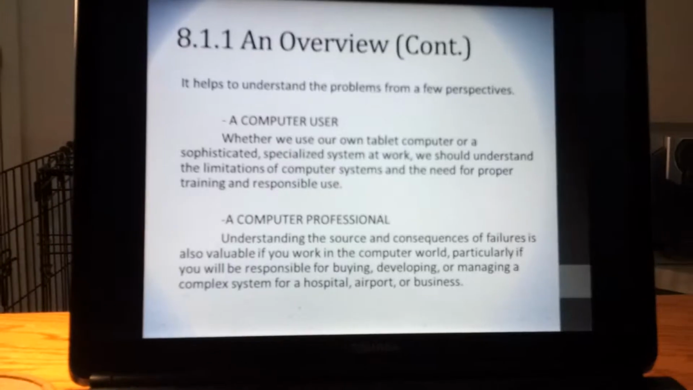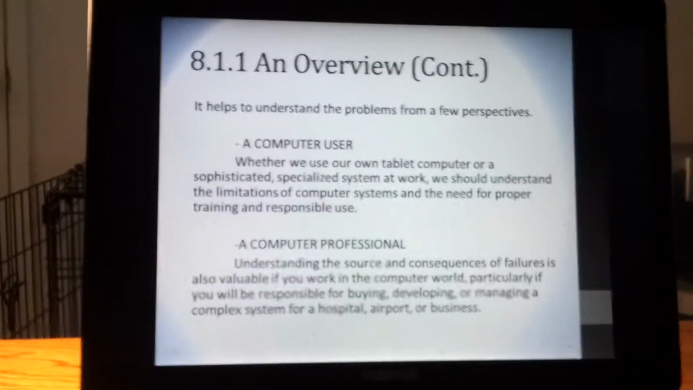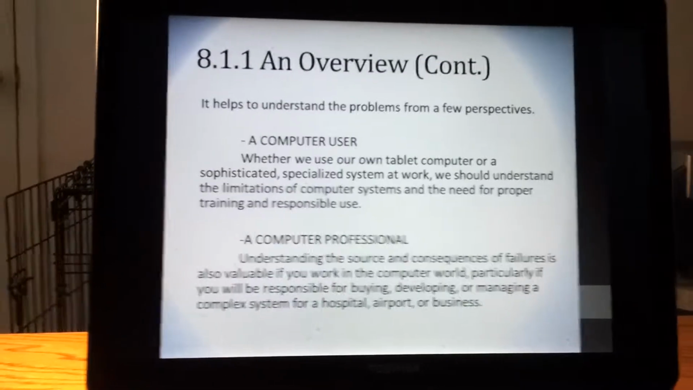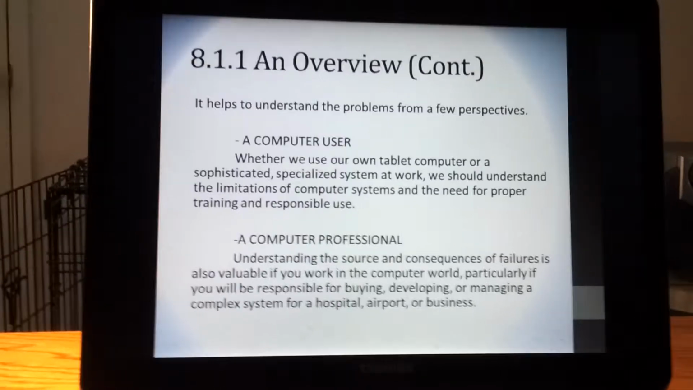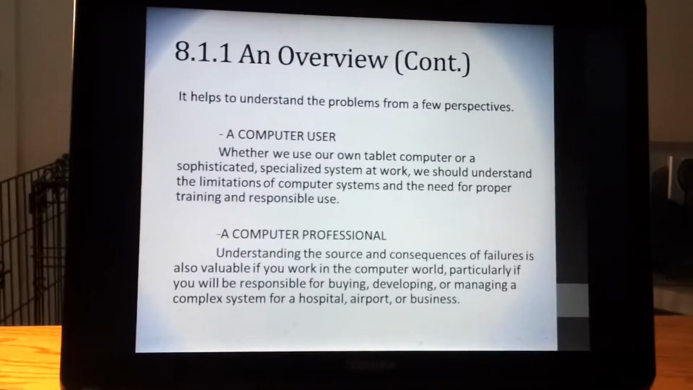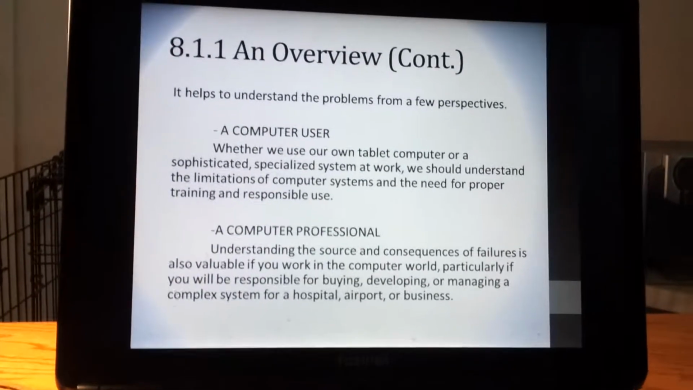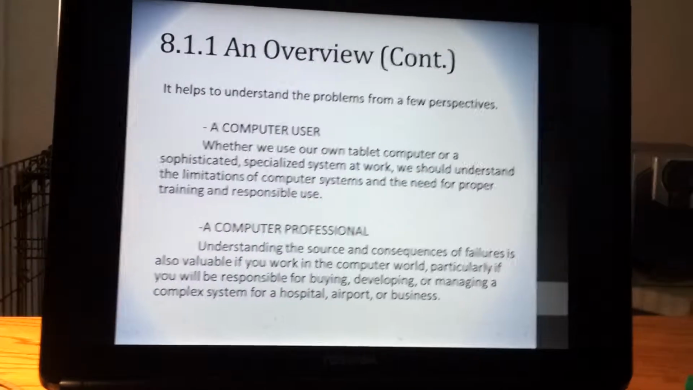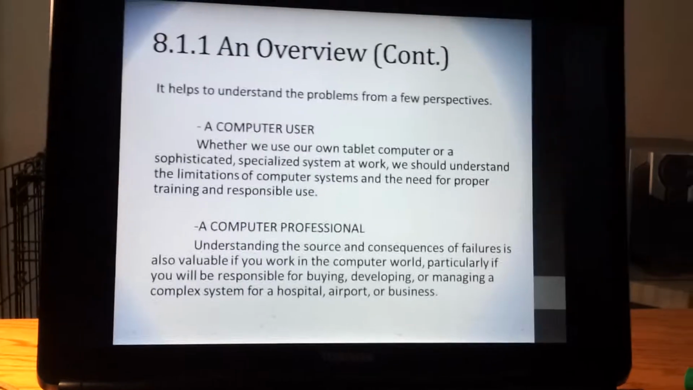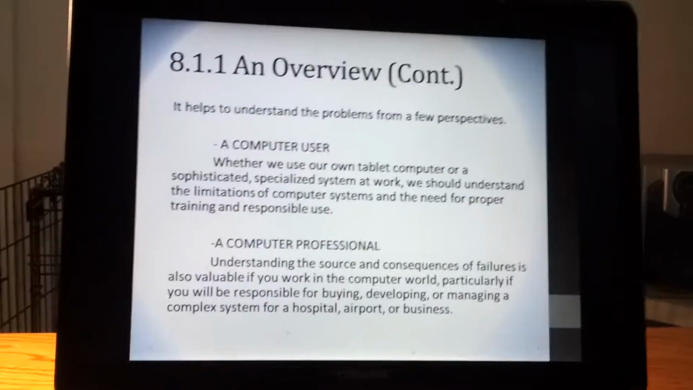It helps understand the problems from a few perspectives. First, there's the computer user. Whether we use our own tablet or a sophisticated, specialized system at work, we should understand the limitations of computer systems and the need for proper training and responsible use. There's the computer professional. Understanding the source and consequences of failures is also valuable if you work in the computer world, particularly if you will be responsible for buying, developing, or managing a complex system for a hospital, airport, or business. If it's outside of those three things, then it doesn't really matter that much.